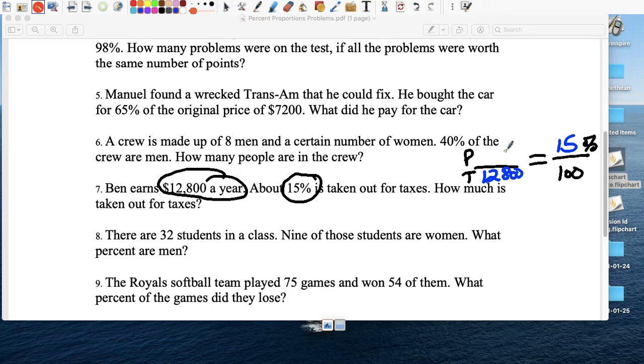Queremos descubrir la parte que va a pagar de impuestos. We want to find the part that he's going to pay in taxes. So this one is simple. Times 128. So here it's going to be times 128. 15 times 128 equals 1,920. So how much taxes, cuánto impuesto va a pagar el señor? 1,920.